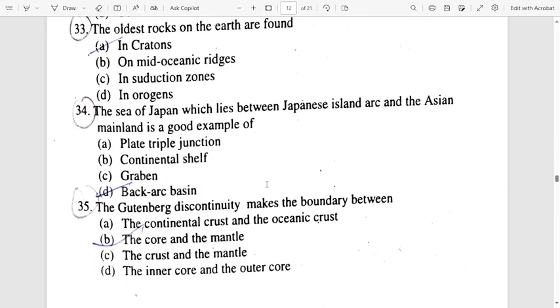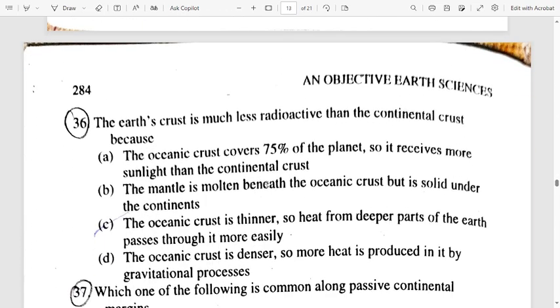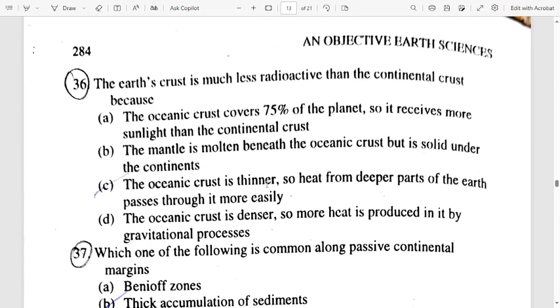The Sea of Japan, which lies between the Japanese island arc and the Asian mainland, is a good example of a back-arc basin. The Gutenberg discontinuity marks the boundary between the core and the mantle. The oceanic crust is much less radioactive than the continental crust because the oceanic crust is thinner, so heat from deeper parts of the Earth passes through it more easily. The oceanic crust is much less radioactive than the continental crust.